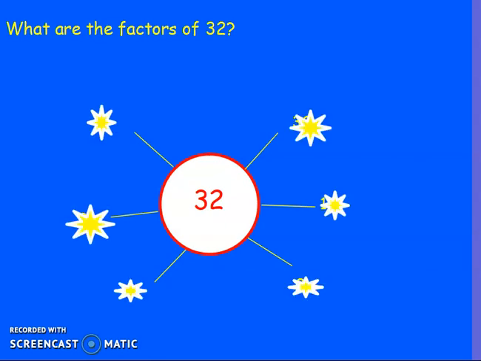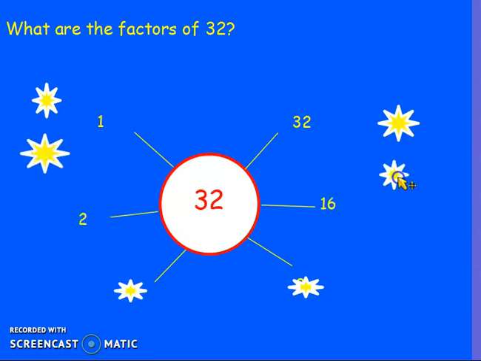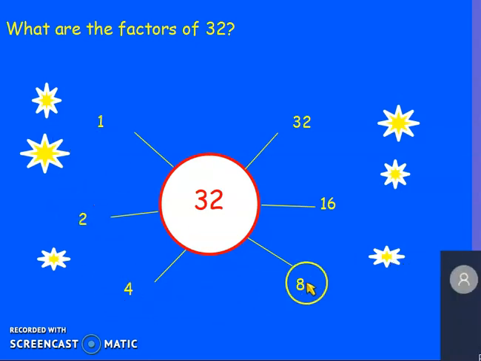Well done, Year 4. Let's mark these together. The factors of 32 are 1 and 32, because 1 times 32 equals 32. 2 and 16. If we counted up in our 2 times table 16 times, we would get 32. 4 and 8, because 4 times 8 equals 32. The factors of 32 are 1, 2, 4, 8, 16 and 32.